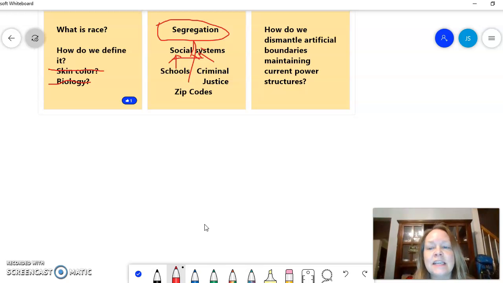What is it? How is it created? Remember, we talked that it is a social construct. So how do we define race in our country, America? Since it's a social construct, there must be a way to do it. And we were talking how it was through social systems, and examples of those social systems are schools, zip codes, and criminal justice.